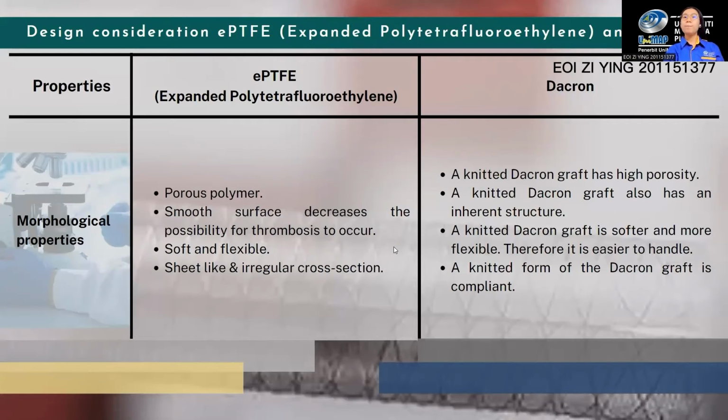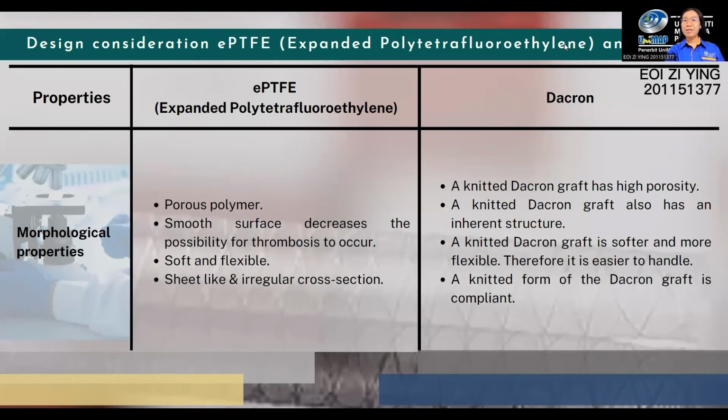For the morphological properties, EPTFE is a porous polymer. Its smooth surface decreases the possibility for thrombosis to occur. It is soft, flexible, sheet-like, and has irregular cross-sections. Next, Dacron. Dacron can be divided into knitted and woven forms. However, the knitted form of Dacron is more recommended for designing a synthetic vascular graft. This is because a knitted Dacron graft has high porosity and an inherent structure, is softer and more flexible, therefore it is easier to handle, and it is also compliant.